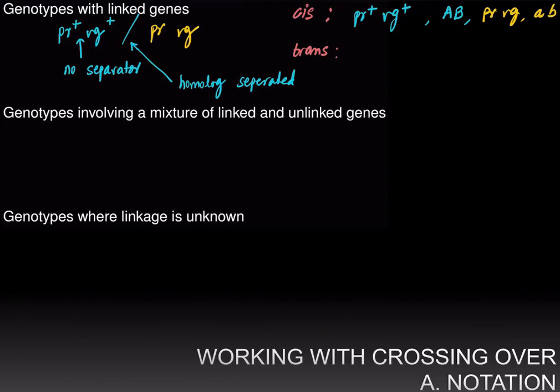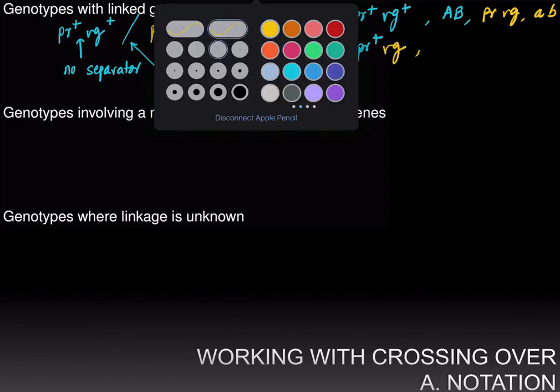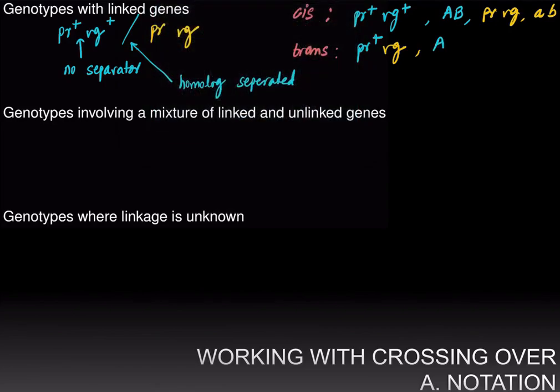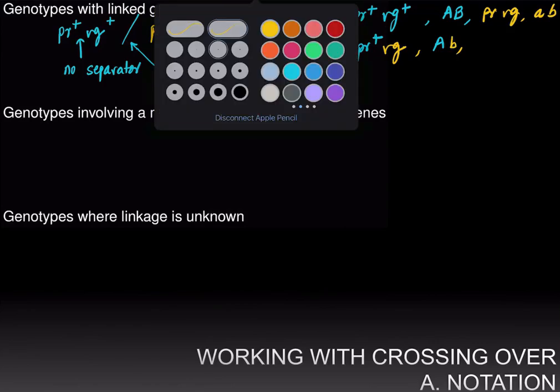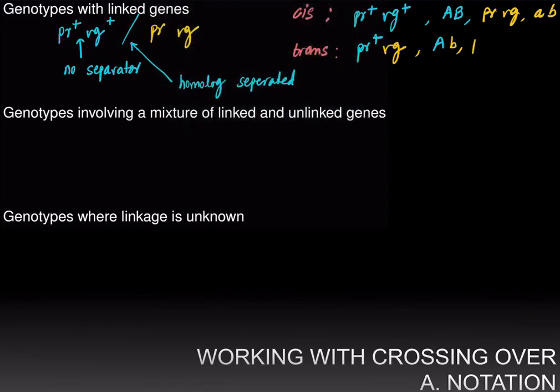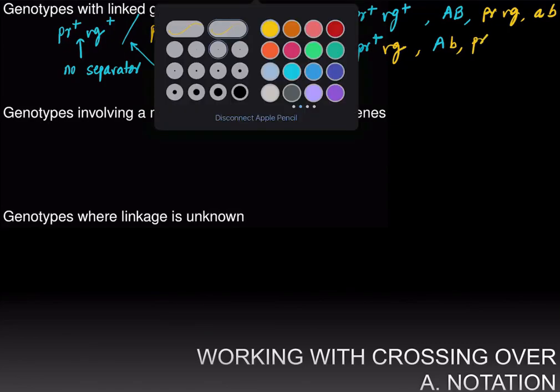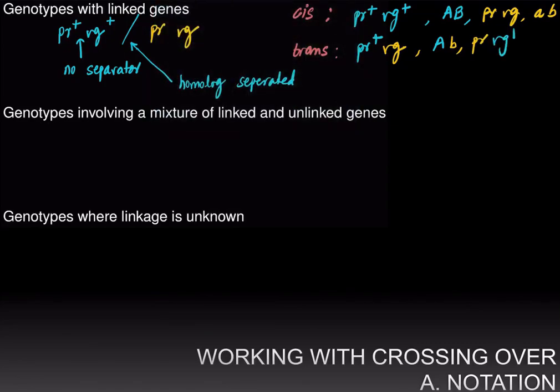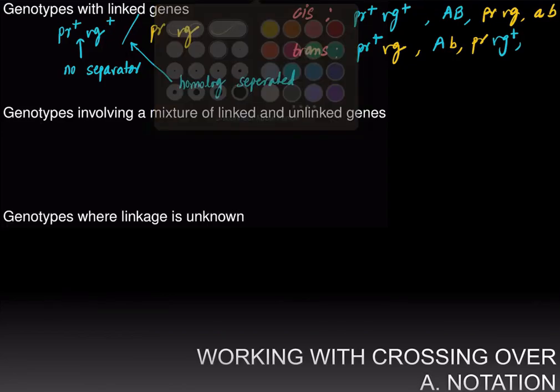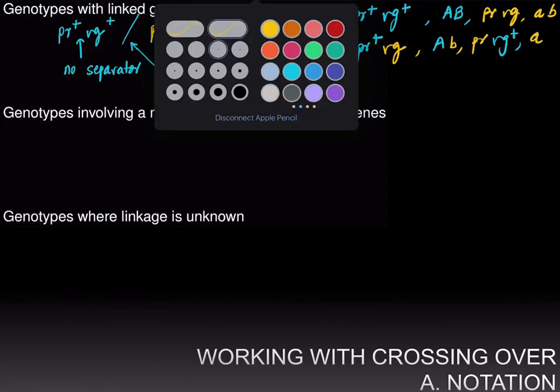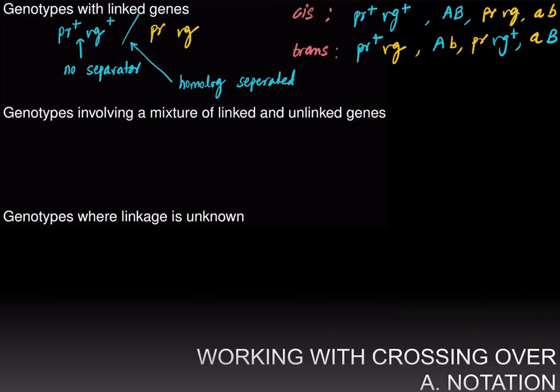On the other hand, if you have a mixture of wild type and mutant on one chromosome, or dominant and recessive, or vice versa, mutant and wild type, or recessive and dominant, that is called a trans conformation.